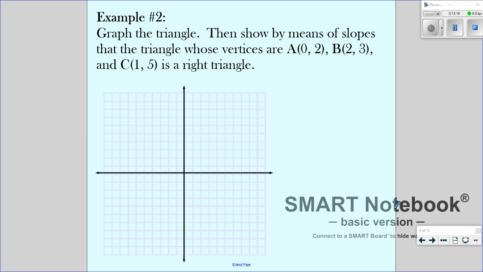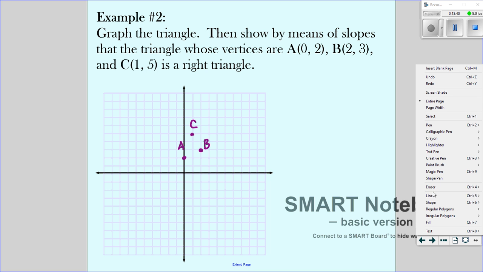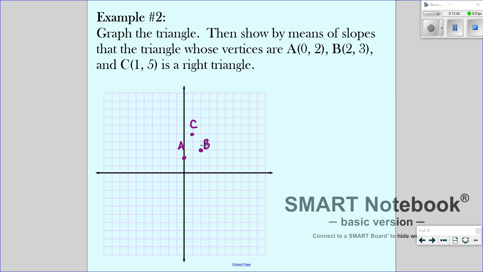So same thing with this one. We got to plot our points. This is going to be a triangle. So we got 0, 2, and then we got 2, 3, and then we got 1 and 1, 2, 3, 4, 5, which is C. And I'm going to connect those. So that's AC, CB, and AB.